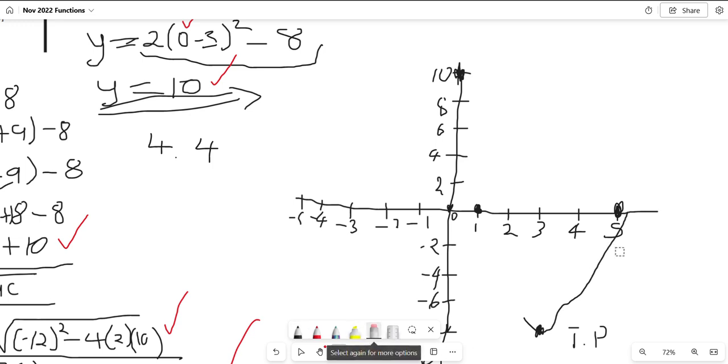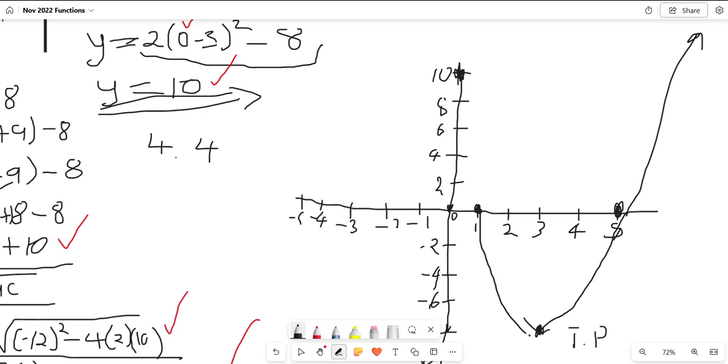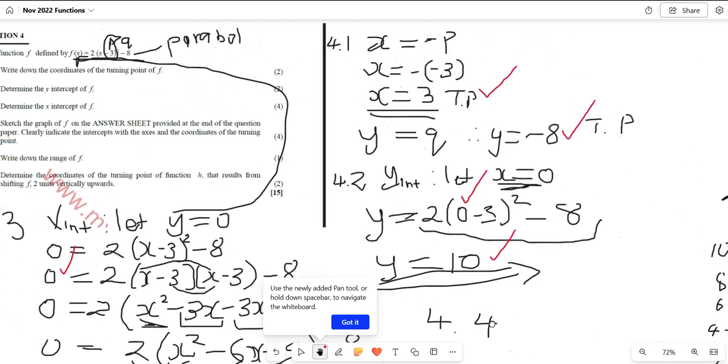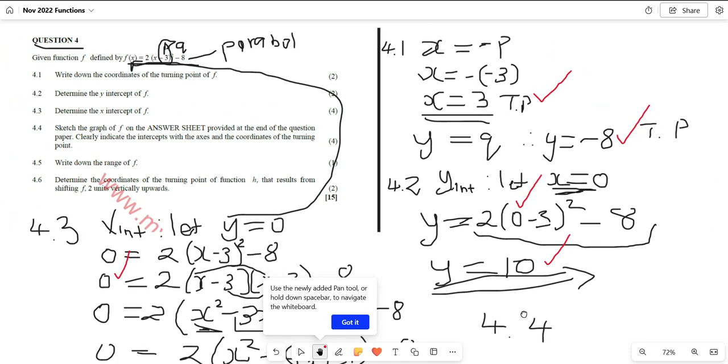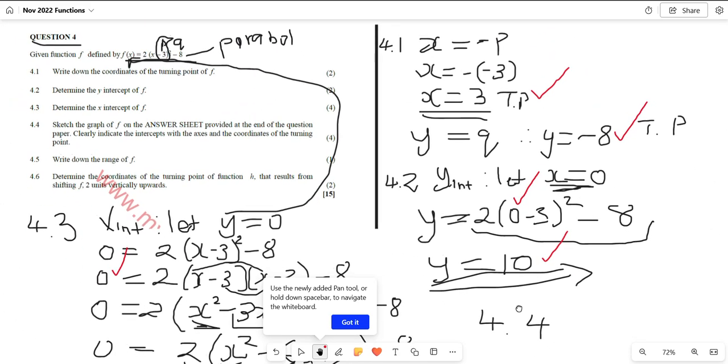What is important is the content. I don't have to have a nice sketch here. What is important is the content that I'm delivering to you. We go upwards, we come here and we pass through there. That is your parabola there. 4 marks there. Then 4.5, it says write the range of f.